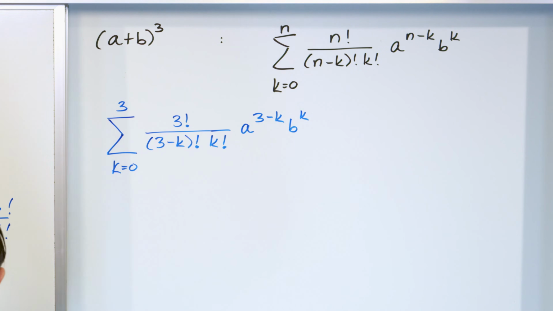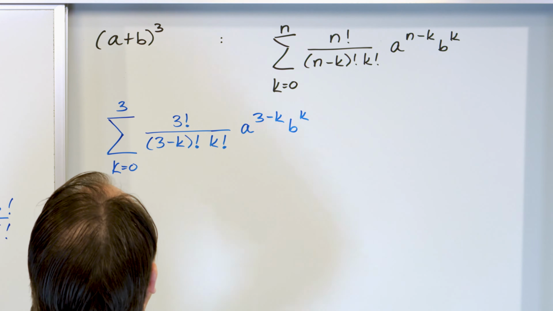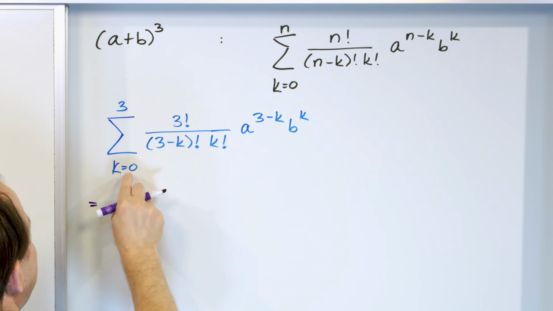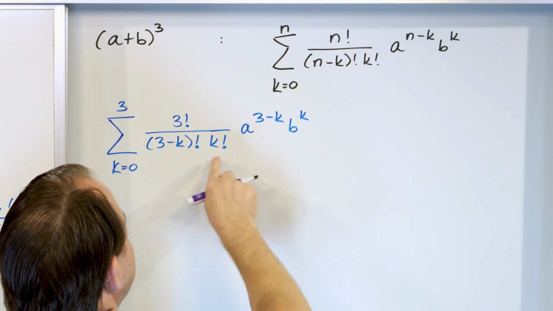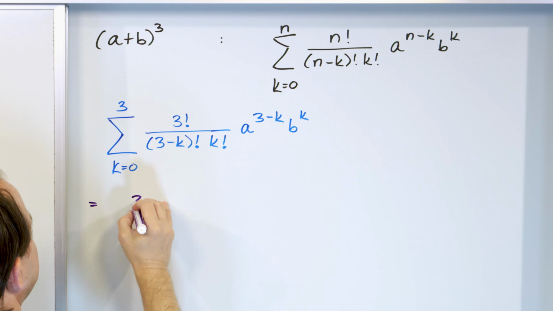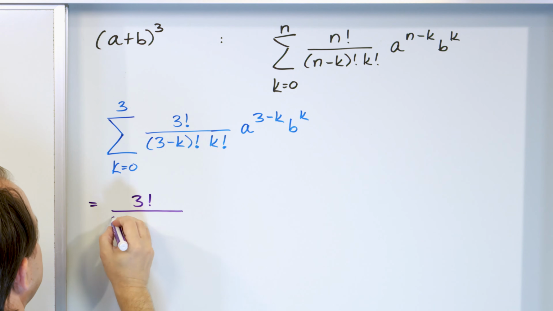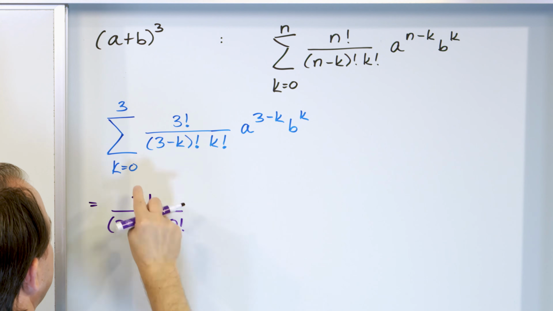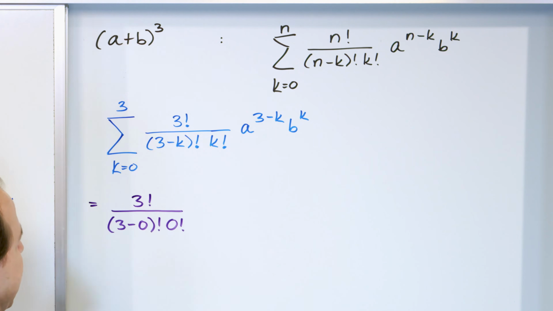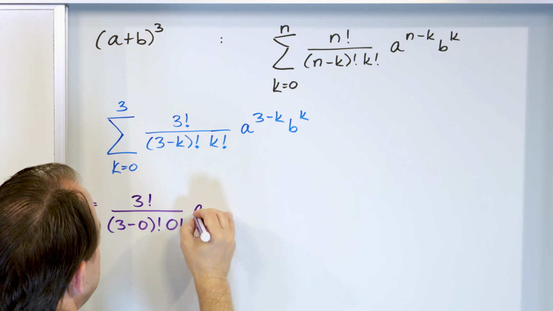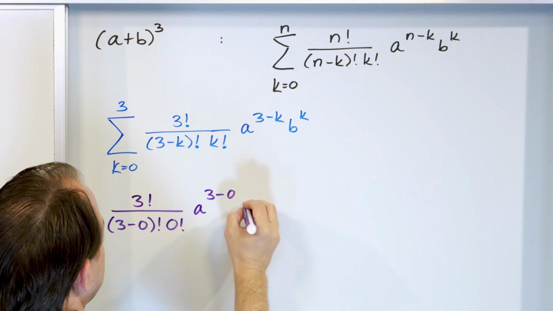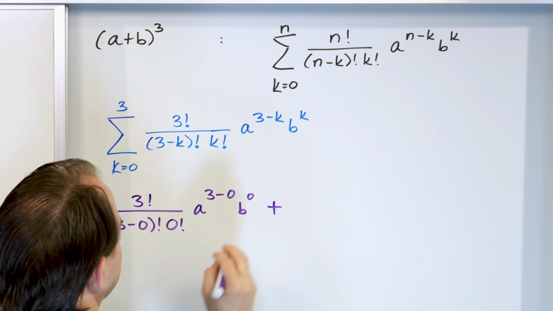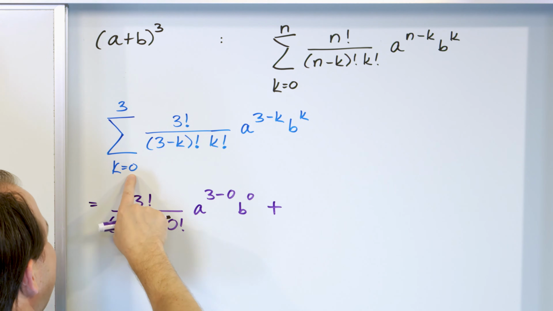All right, lots of stuff here. How do we proceed? K is now 0. We cycle in and we put 0 everywhere for k. We say 3 factorial over 3 minus 0 factorial, then 0 factorial, putting k being 0 for each of those locations. A to the 3 minus 0, b to the 0. That's the first term. Now we add to that, k is now 1.